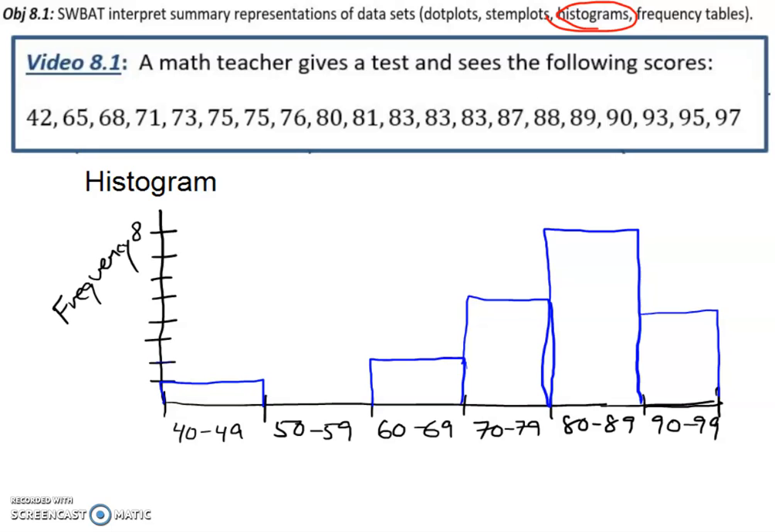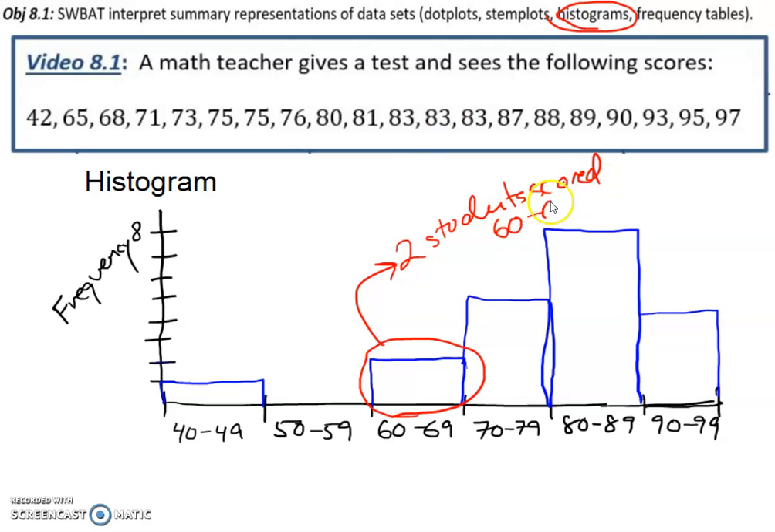What's nice about a histogram, compared to a dot plot, is you don't have to count every dot. How do I know that this goes up to 8? Well, I look across and there it is at 8. A reminder of what this means, same thing that I circled in the frequency table. This bar goes to 2, which means 2 students scored 60 to 69. This bar means 8 students scored 80 to 89, and so on. So basically, a histogram is a frequency table in picture form instead of just the numbers.